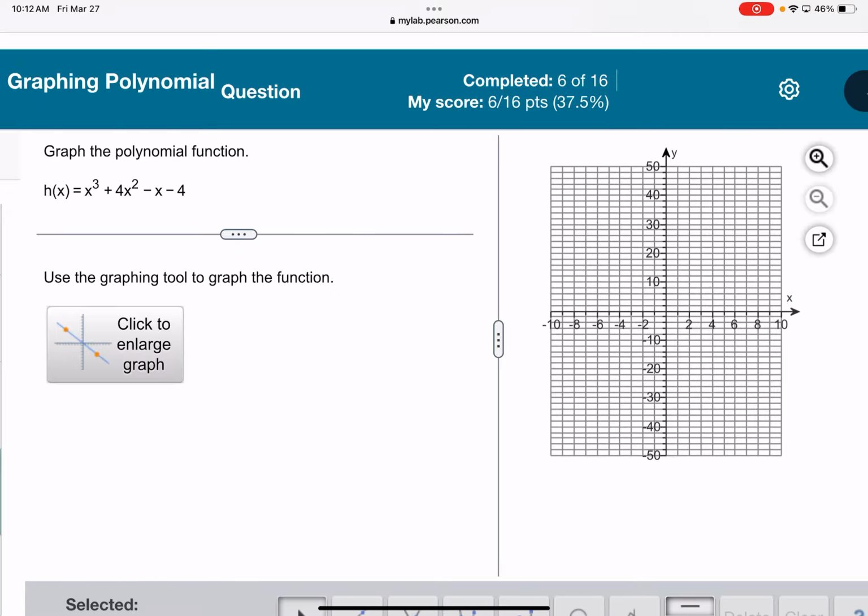So this one should have been pretty easy to see. It would have been negative 4, right? Or I would subtract 4 to both sides, but negative 4, that's my first zero.